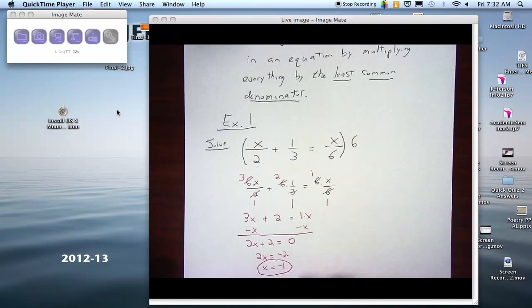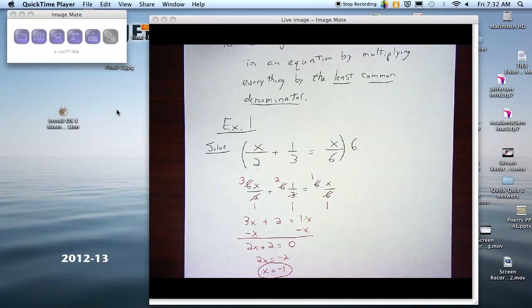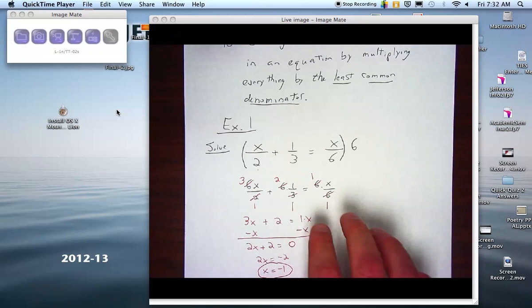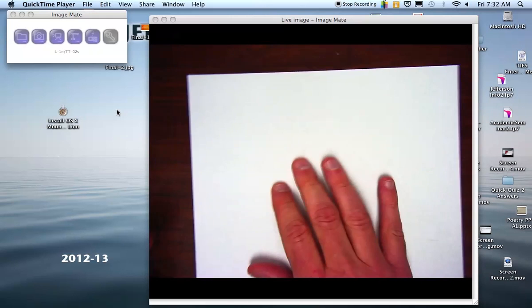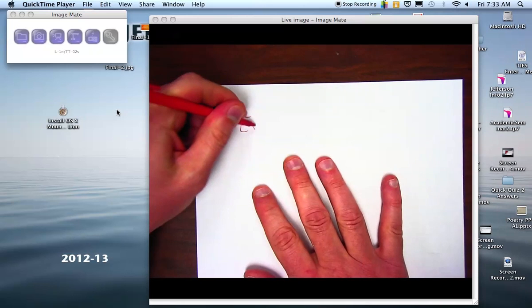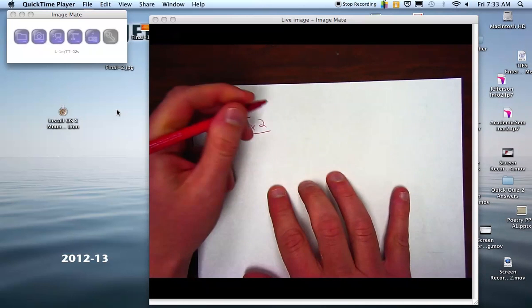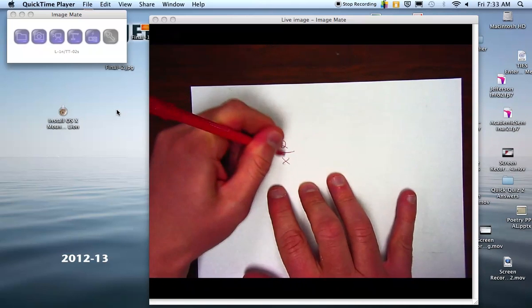So pause the video for a second if you need to, and get this example copied down, and then we'll do a second one which has a little bit of a twist to it. And so the second example, this time I'm going to have some fractions that have x in the bottom.